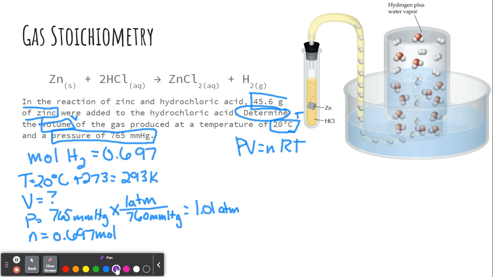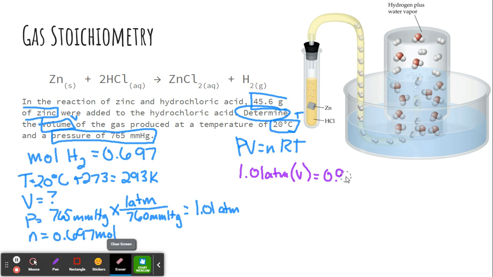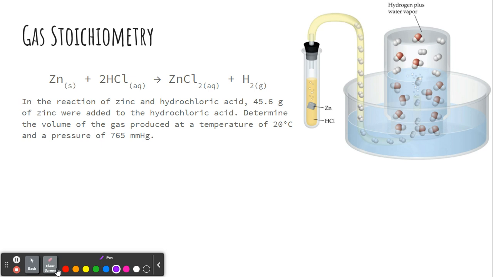So new color just to make it easier to see. My pressure is 1.01 atm times the volume that I'm solving for equals... Need my eraser here. Apparently the eraser doesn't like to go, so we'll just go back to the pen tool. Oh no, it erased all my work. That's never good. So let's try this again. We'll just go from here.